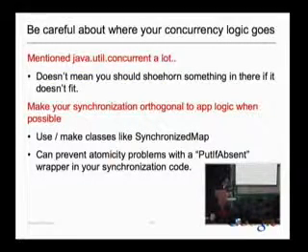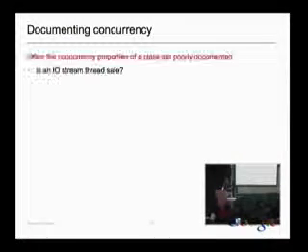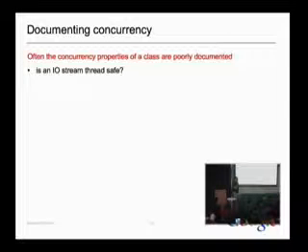Again, concurrent hash map has... okay, so I said these things because I'm running out of time here. Documenting concurrency, right. So it's important to write good comments. There are a lot of times that comments are not really particularly well written. Again, is an IO stream thread safe? Well, what does it mean for an IO stream to be thread safe?